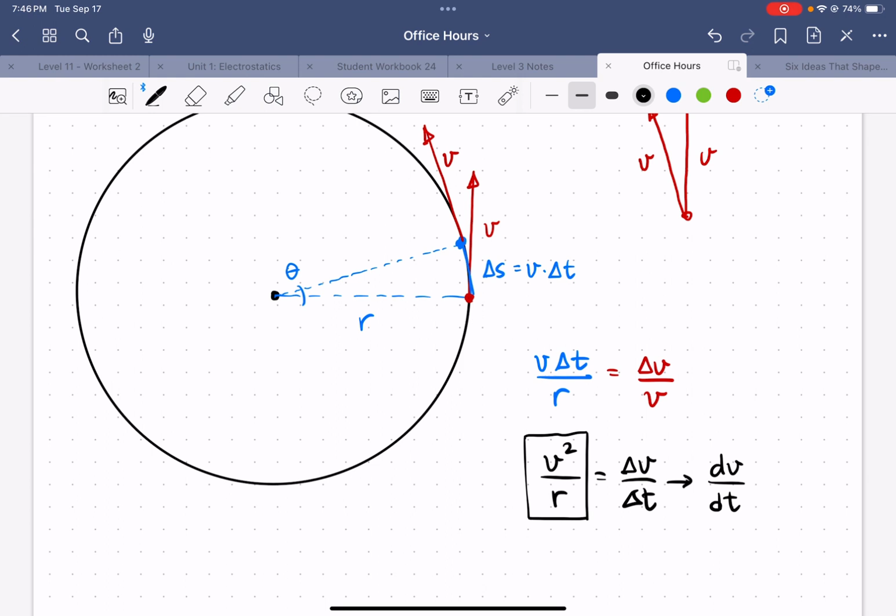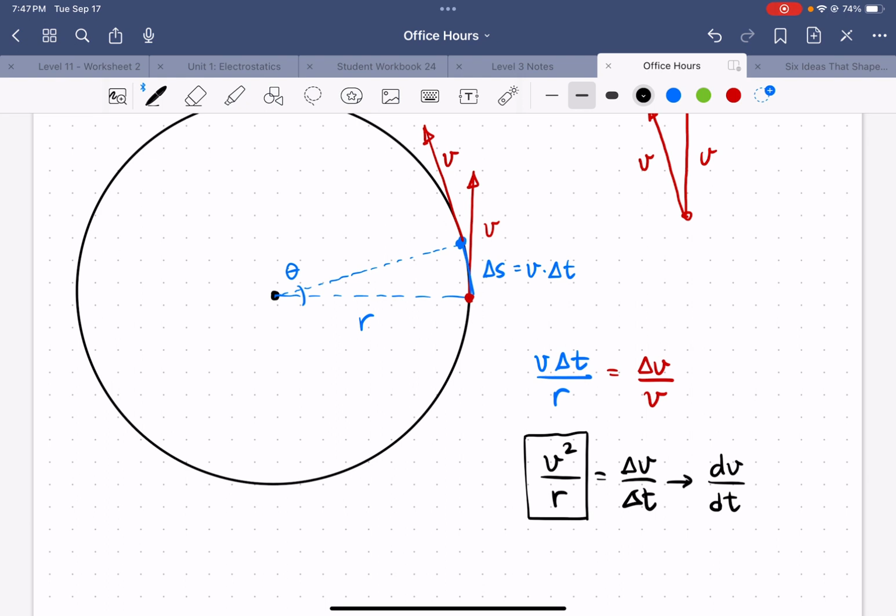When an object is moving in a circle at a constant speed, the magnitude of its acceleration is equal to the square of its speed divided by radius. You should convince yourself that this does have the correct units for acceleration, meters per second squared.